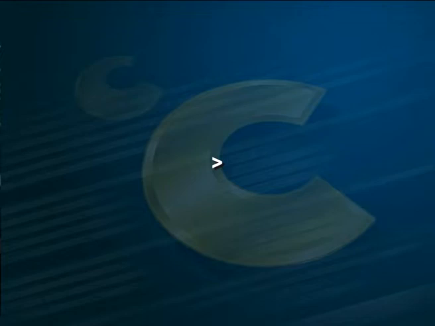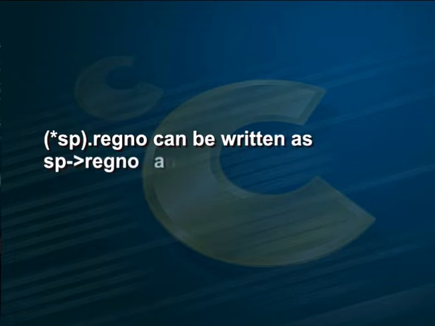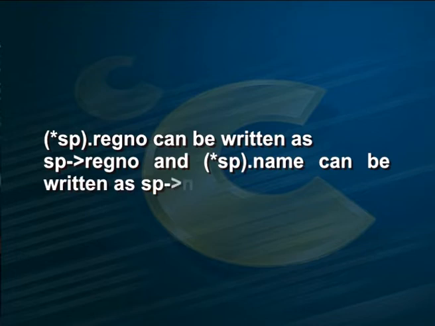An alternate notation is also provided in C for pointer to structure. The operator minus sign immediately followed by greater than sign, that is the arrow operator, can also be used to refer to a member. Now, (*sp).register_number can be written as sp->register_number, and (*sp).name can be written as sp->name.